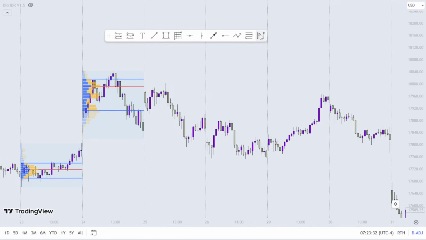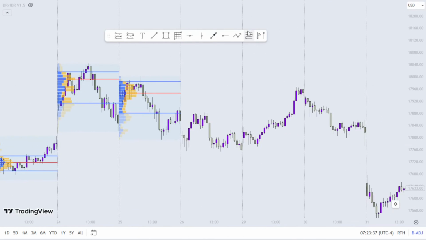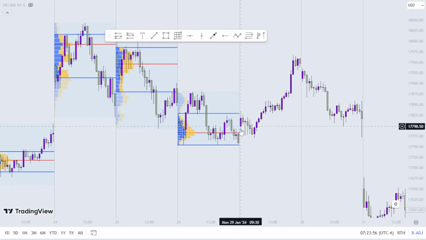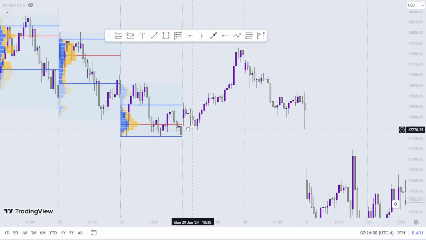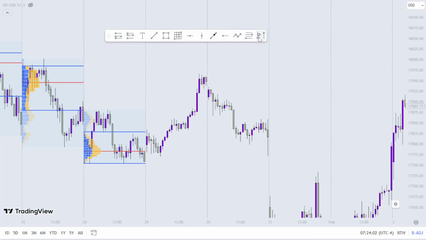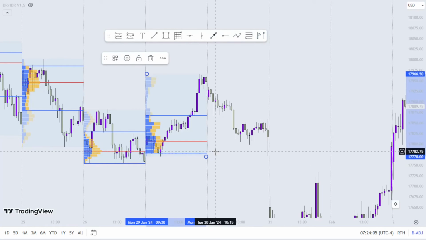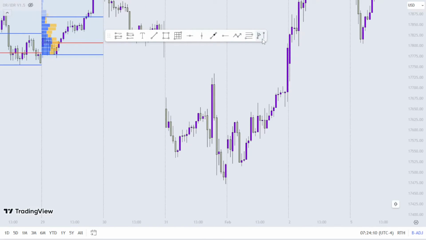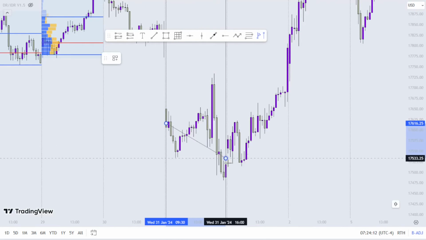Okay, let's continue going. Okay, we opened outside. We opened inside, and we pushed and we tapped the point of control. This is on the 15 minute. On the 1 minute, that's where you look for your entry signals for the strategy. Let's go to the next day. Okay, we opened outside. This day we definitely opened outside. Let's look at this day here.